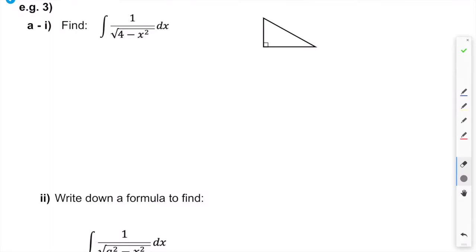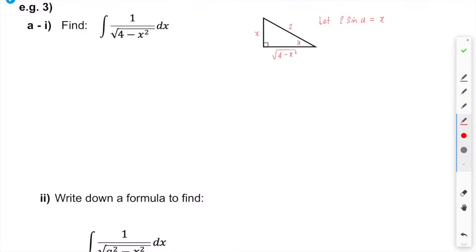Moving on to example 3. Here we're going to find the integral of 1 over the square root of 4 minus x squared dx. From example 1, we know that this is going to involve the substitution of 2 sine u equals x. Okay, so let's put u here. And what have we got here? I have x over 2, making the adjacent side the square root of 4 minus x squared.